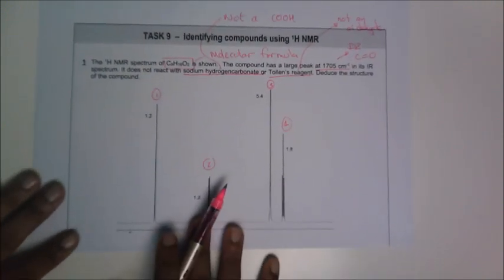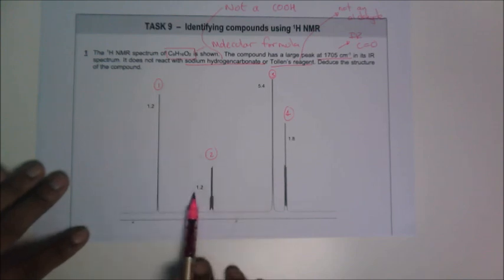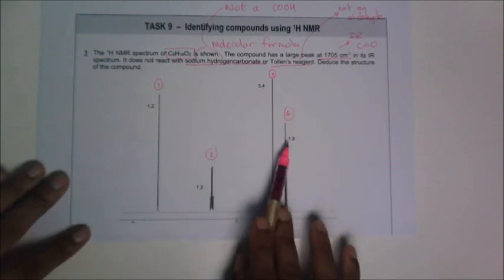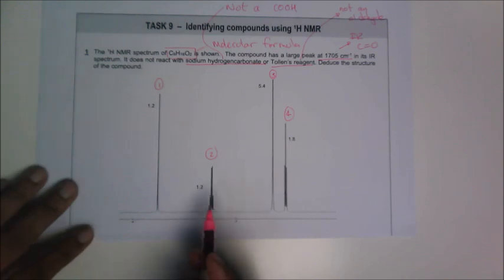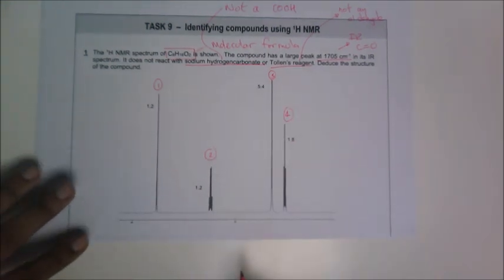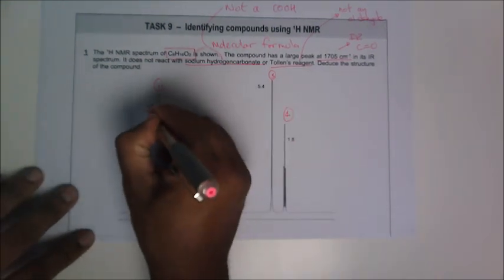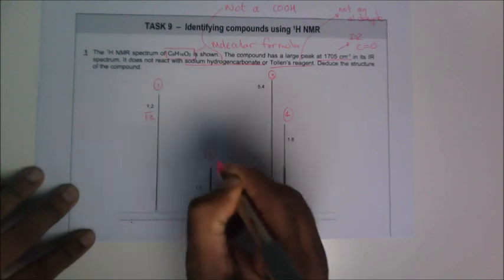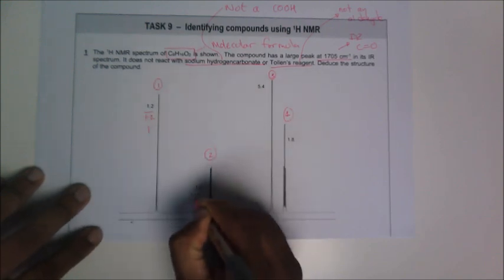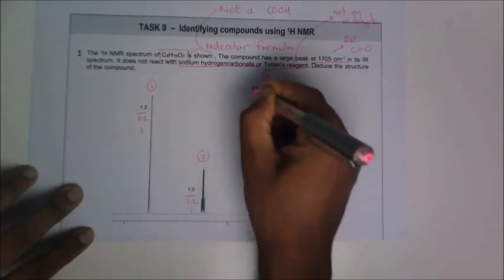So it gives you these numbers. So 1.2, 1.2, 5.4, and 1.8. So essentially what you want to do is use the smallest of all of the numbers. So it's obviously 1.2. If you divide this by 1.2, that gives you 1. Divide this by 1.2, that gives you also 1.